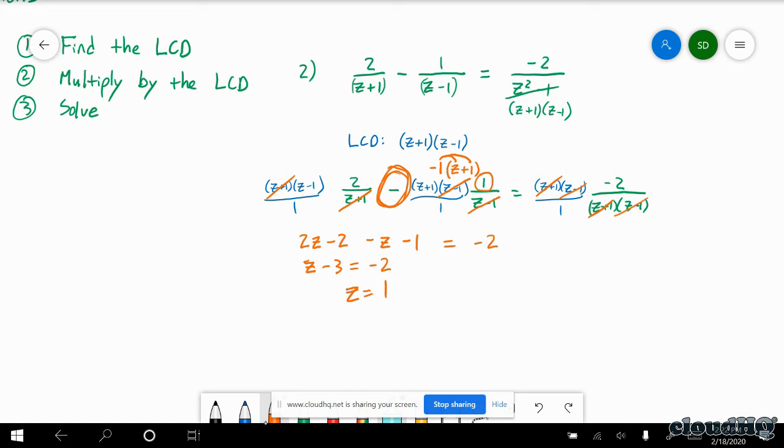We would have 1 over 0. That's a problem. If you looked at the last fraction, that would also equal, or sorry, equal 0. Another problem. So z equals 1 doesn't fit in the domain. It's like an asymptote, so I have to throw it out. There were no other answers, so you would simply say there is no solution.